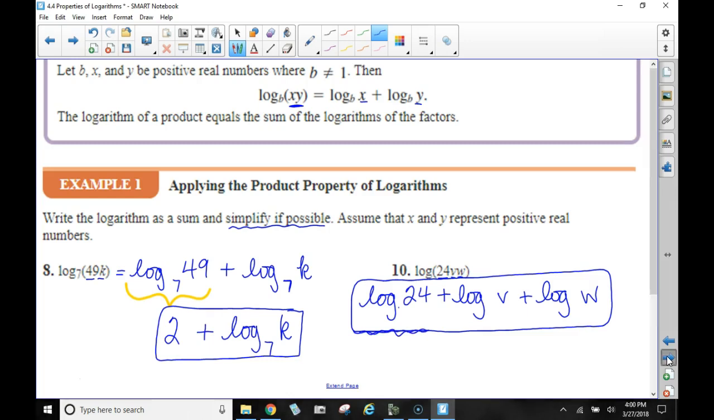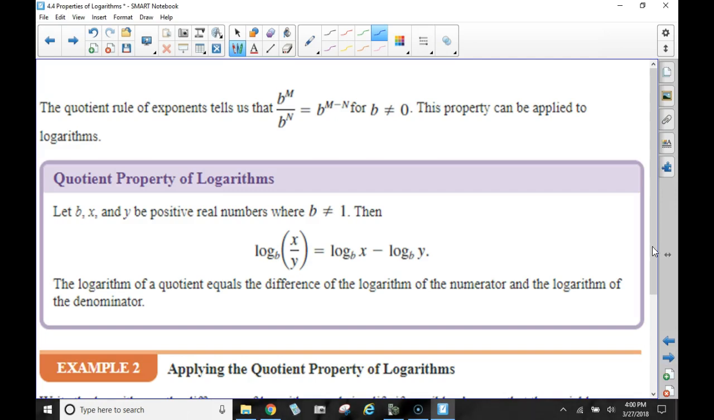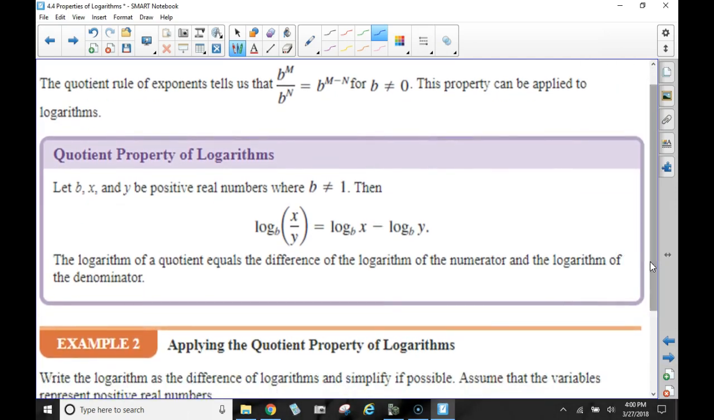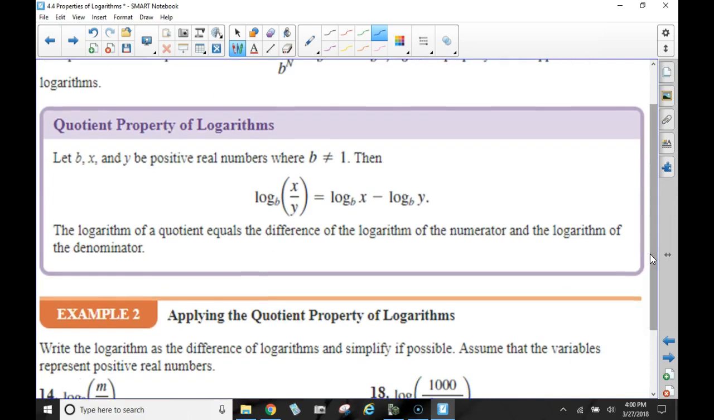Okay, what else do we got next? Quotient property. Okay, this works kind of like the quotient rule for radicals.